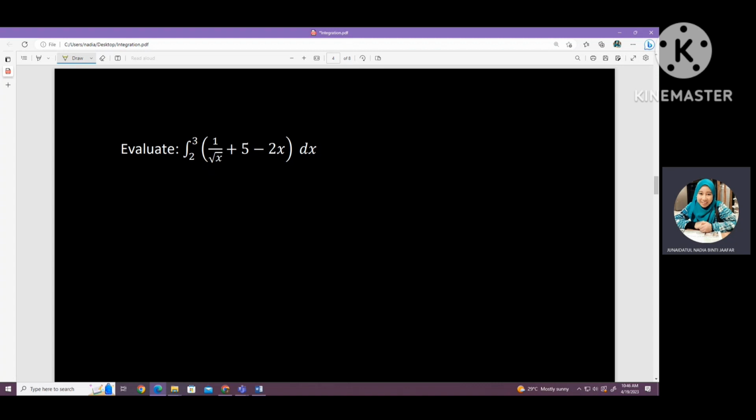So in this video, I will show you how to solve the definite integral. Okay, definite integral means you have limits in your integral. For example, this question: we have the integration of 1 over square root of x plus 5 minus 2x with respect to x from 2 to 3. So 2 is the lower limit, and 3 is the upper limit.